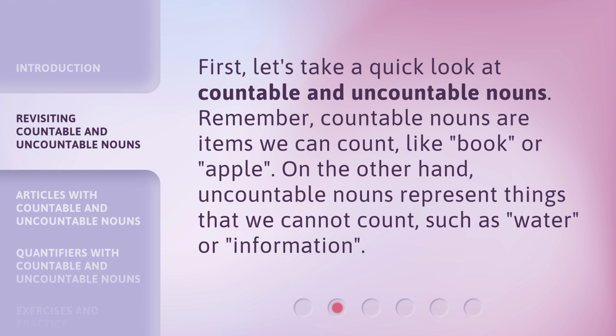First, let's take a quick look at countable and uncountable nouns. Remember, countable nouns are items we can count, like book or apple. On the other hand, uncountable nouns represent things that we cannot count, such as water or information.